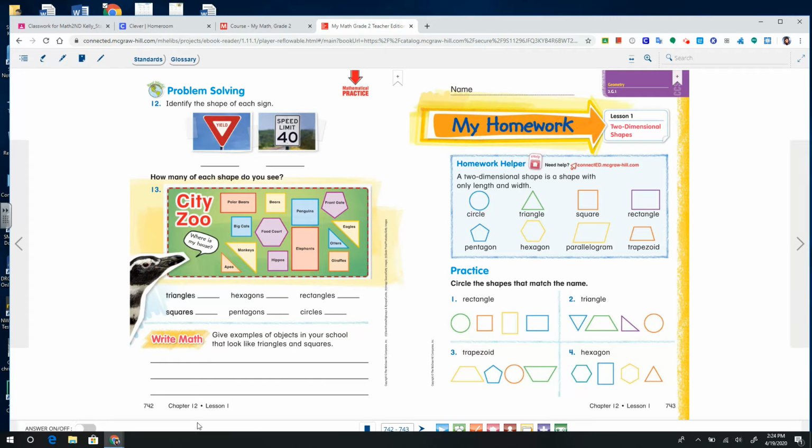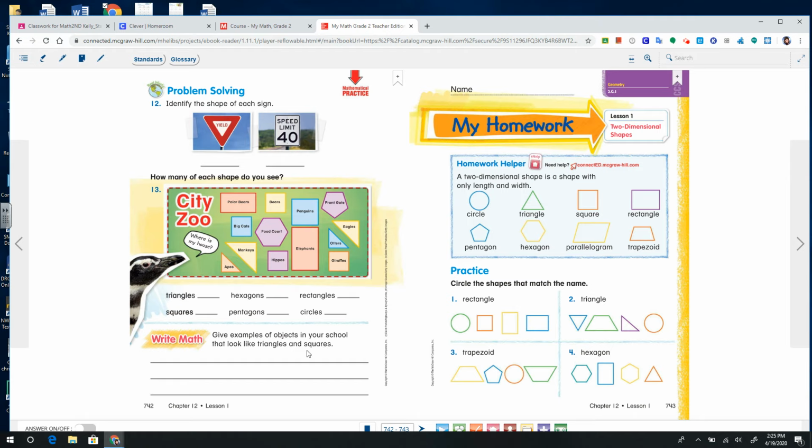All right, next it says problem solving, identify the shape of each sign. You're looking for the outside shape. So what is that outside shape? And what is this outside shape? And then how many of each shape do you see? How many triangles, how many squares, how many hexagons, how many pentagons, how many rectangles, and how many circles? And then it says, give examples of each object in your school that looks like triangles and squares.